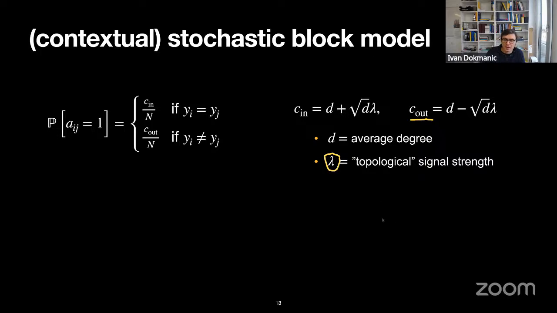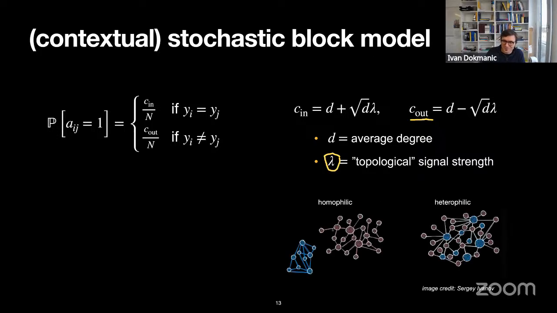Okay, and so here are some examples. If a graph is totally homophilic, basically C out is 0, then really it splits into two components. A heterophilic graph, typically nodes of different communities connect. And both extremes are in some sense simple: one extreme is disconnected, the other extreme is bipartite.